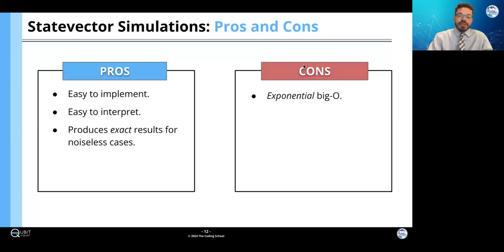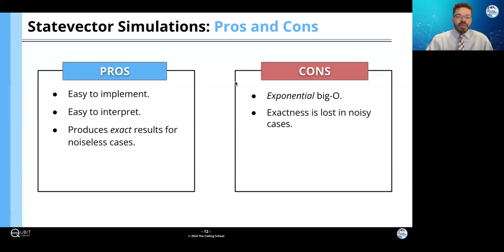Here are the cons, though. So it's big O, right? Its scaling is exponential. Every additional qubit you add increases the amount of classical information you have to store by a factor of 2, which sucks. That's one of the worst cases for computational complexity.